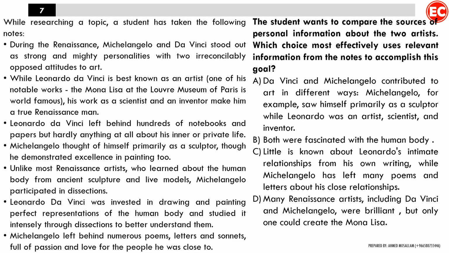Question number 7, also the same here. The student wants to compare the sources of personal information. We're not talking about the personal information itself, but we talk about the sources. From where can we get such personal information about two artists? Okay, so if you found personal information about two artists, it is wrong. We need the sources, not the personal information. We need from where can we get this personal information. And also, if it's talking about only one artist, it's wrong. So you have to take care of these parts of the question.